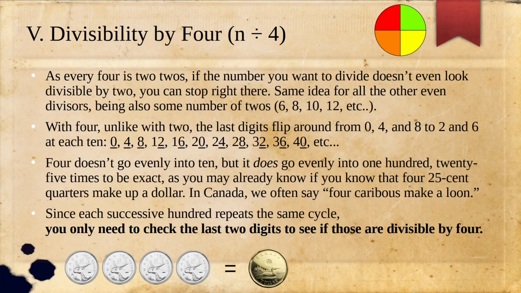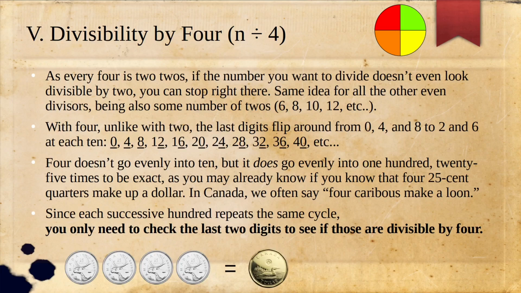4 doesn't go evenly into 10, but it does go evenly into 100, 25 times to be exact, as seen in how 4 25-cent quarters make $1, or as is heard on every street corner in my country, 4 caribous make a loon. This makes the cycle through each successive 100 the same, kind of like how it was for each successive 10 in the case of 2.